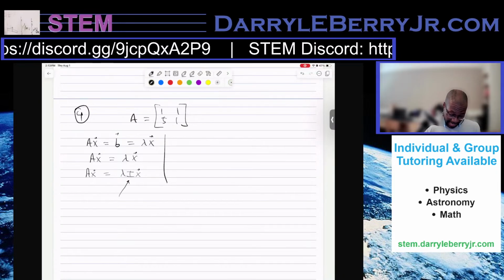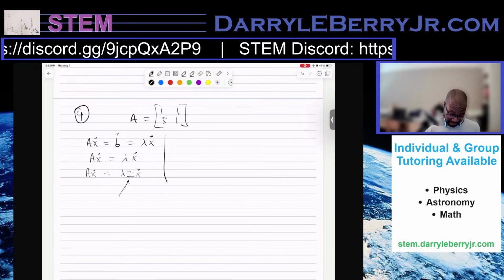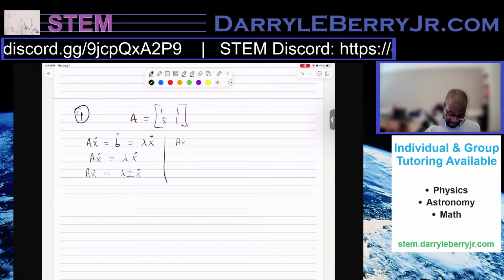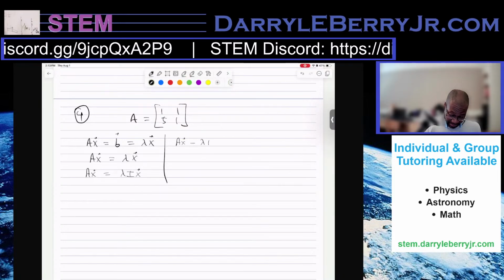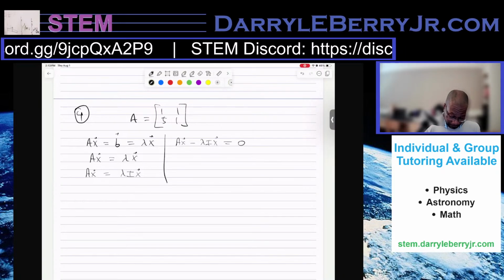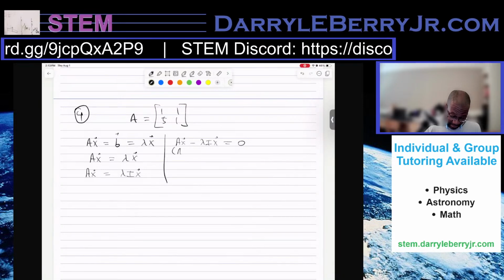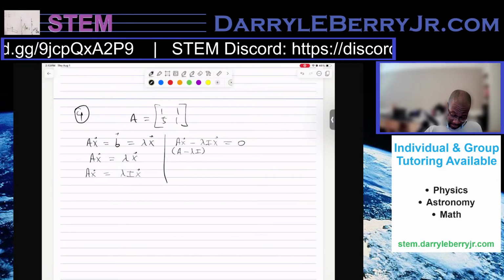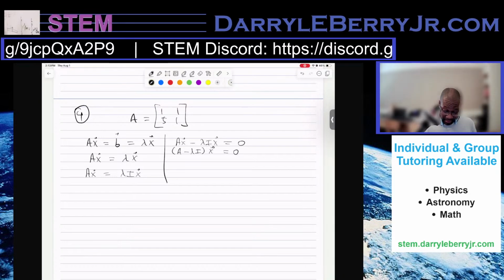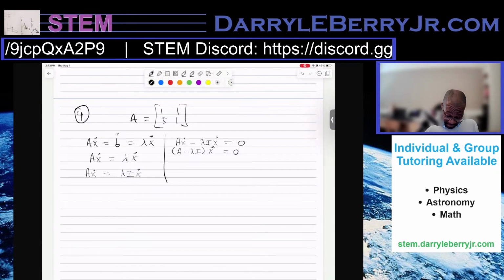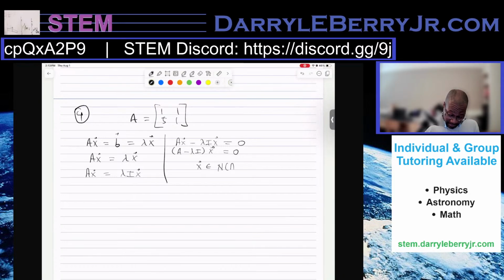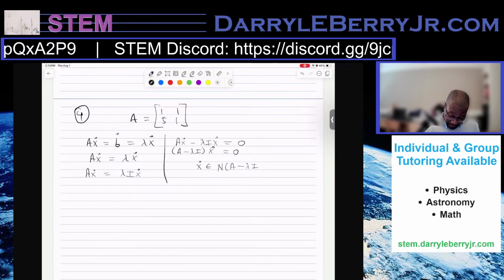So now this identity matrix makes this lambda matrix. So now we can sum them and subtract them. So AX minus lambda IX now equals 0 since I subtracted it from both sides. So I can factor this out and say A minus lambda I times X equals 0. Now the way this works is, as we discussed earlier with the null space, X is going to be in the null space of A minus lambda I.